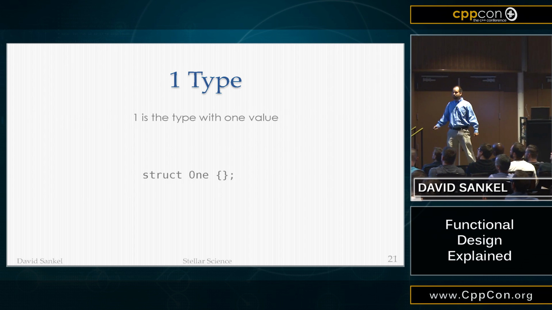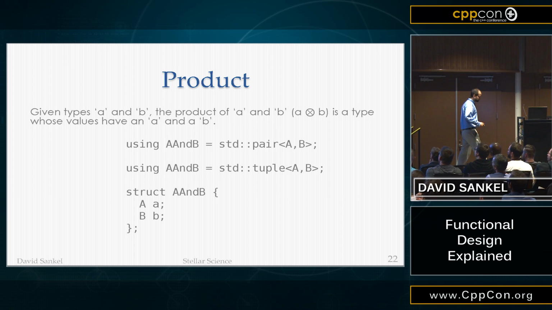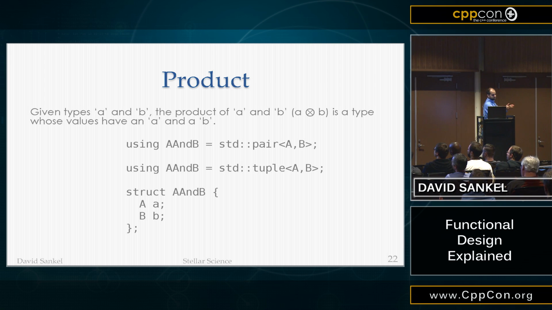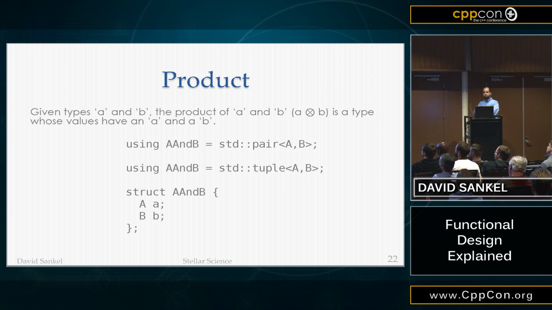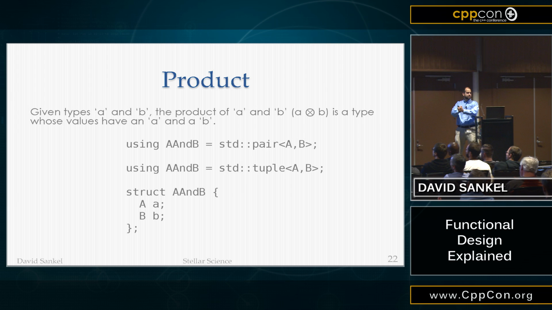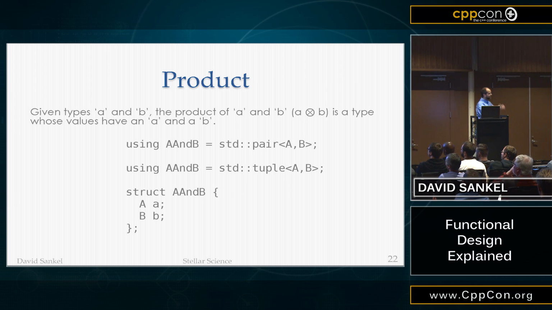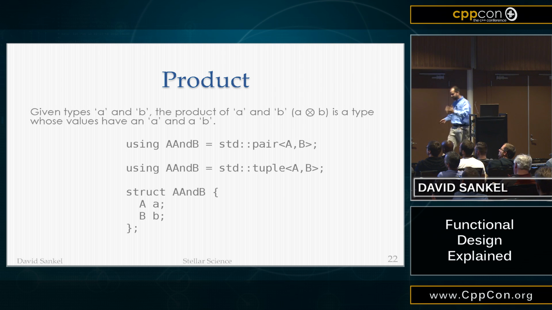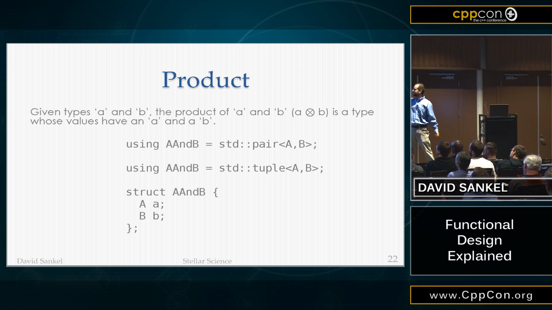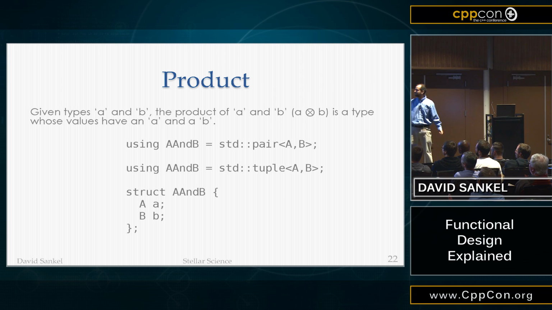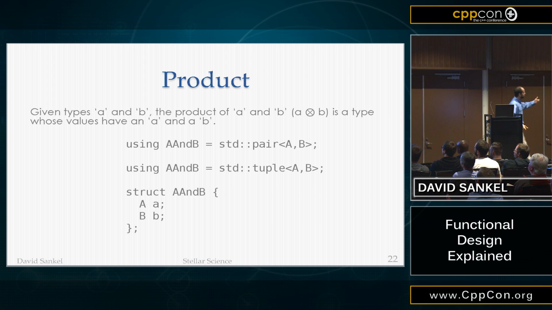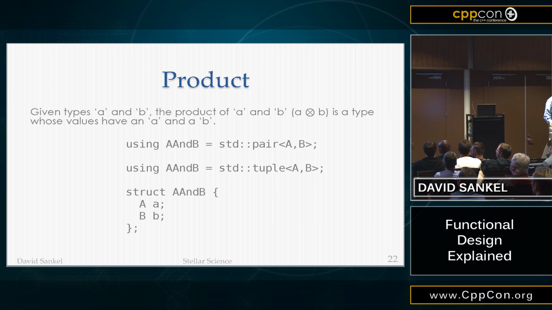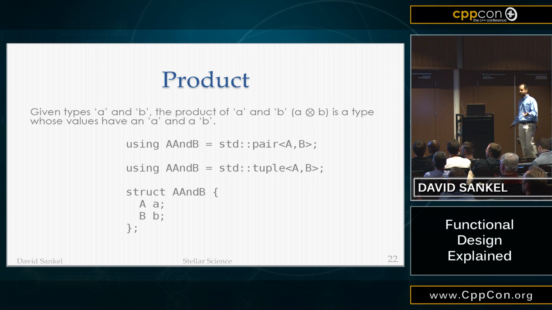All right, so now we have the idea of a product. Given types A and B, the product of A and B is the type whose values have an A and a B. And if you didn't like that explanation, you'll really like the next one because it's simple. Just a pair, right? An instance of a pair has a value of type A and a value of type B.